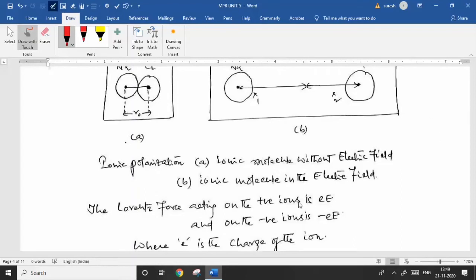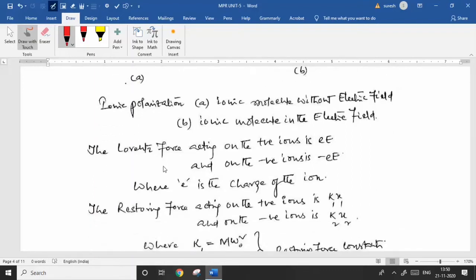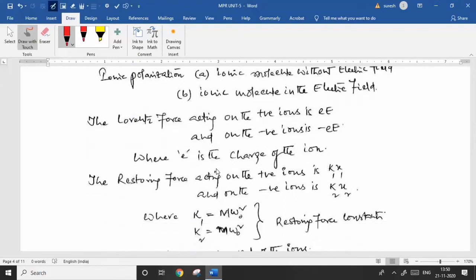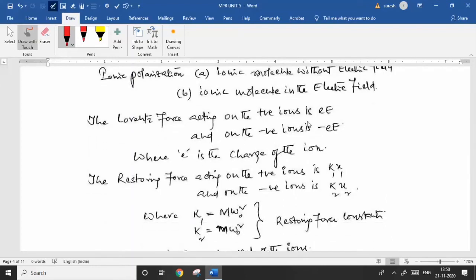If you see diagram A, ionic molecule without electric field, and diagram B, ionic molecule with an electric field applied, there will be a Lorentz force created. The Lorentz force acting on the positive ions is eE. What is eE here? Small e is the charge of the charge carrier, and capital E is the intensity of the electric field.